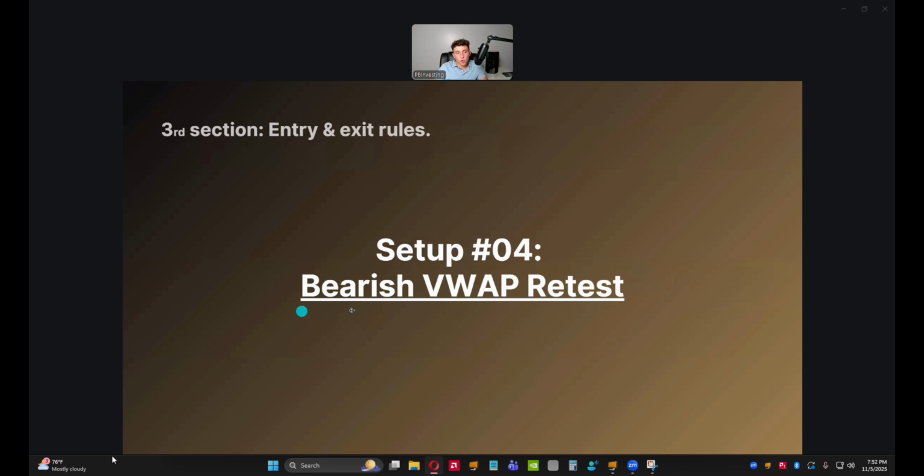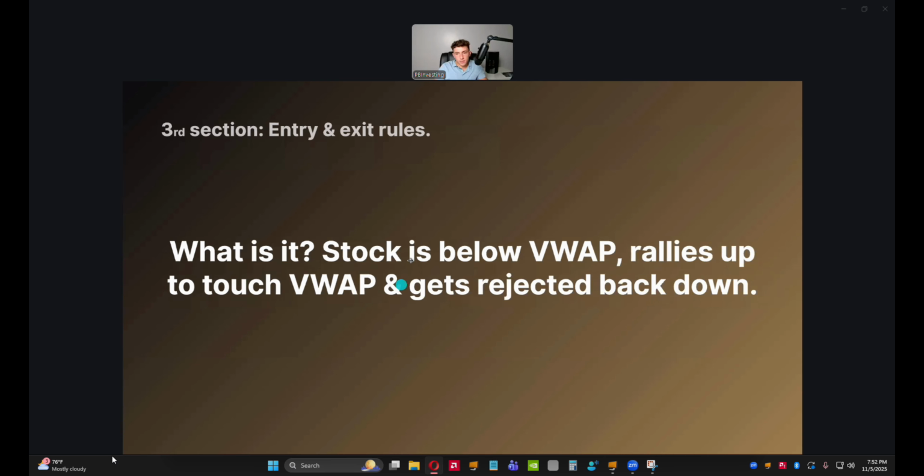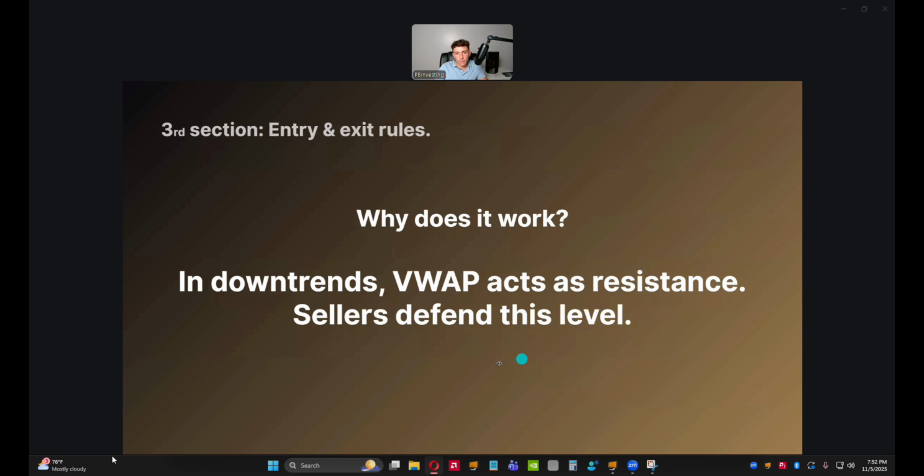So look, now let's go over the bearish VWAP retest. What is it? So when the stock's below VWAP, it rallies up to touch VWAP, and then it gets rejected and goes back down. Why does it work? In downtrends, VWAP acts as resistance. Sellers defend that level.